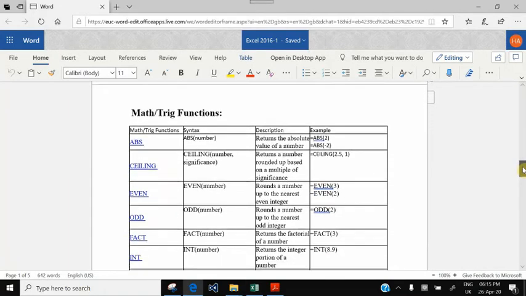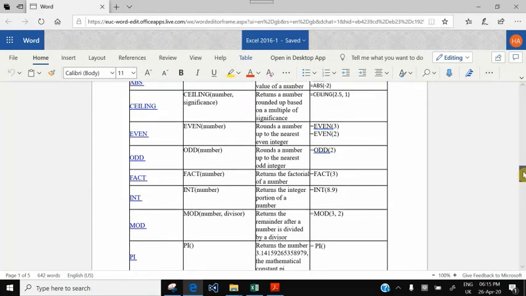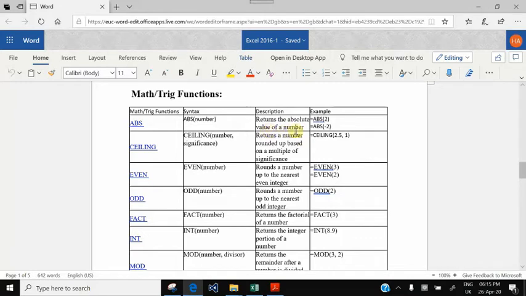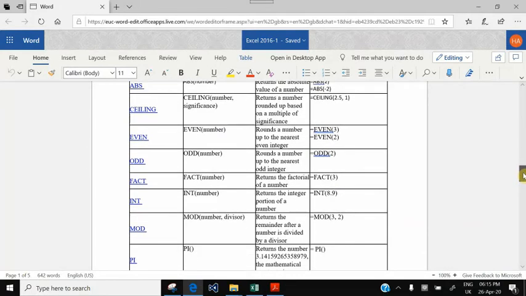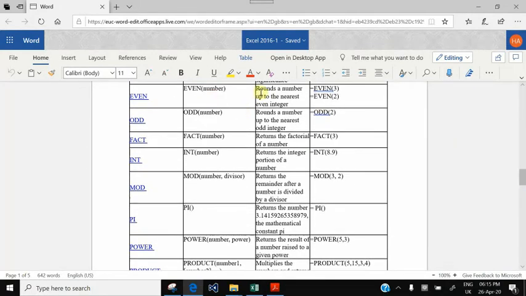In the math and trig functions, there is ABS, which returns the absolute value of a number. Ceiling returns a number rounded up based on a multiple of significance, like ceiling of 2.51, which returns 2.5. And even rounds a number up to the nearest even integer, even 3, even 2, and so on. So even here will give you 4 and this will give you 2.